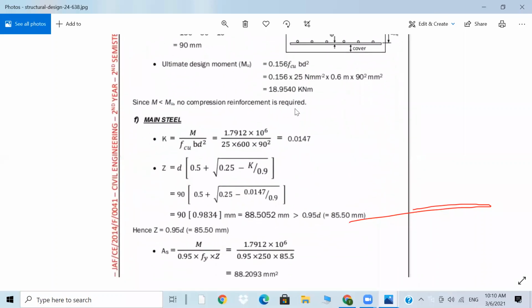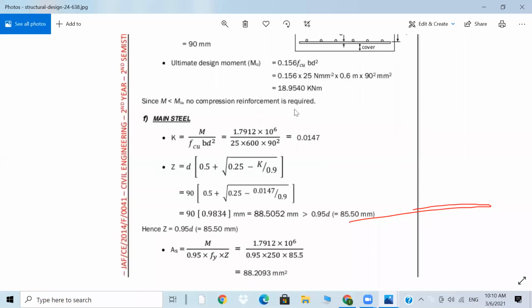The main steel K is M divided by fcu b d squared. The 1.7912 into 10 to the power 6, over 25 into 600 into 90 by 90, so that will be 0.0147. The z is equal d times 0.5 plus the square root of 0.25 minus k over 0.9. So altogether the z is coming 88.5.